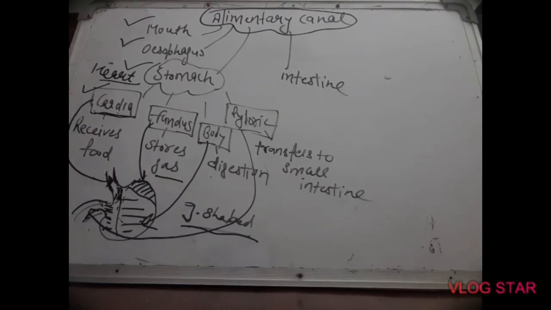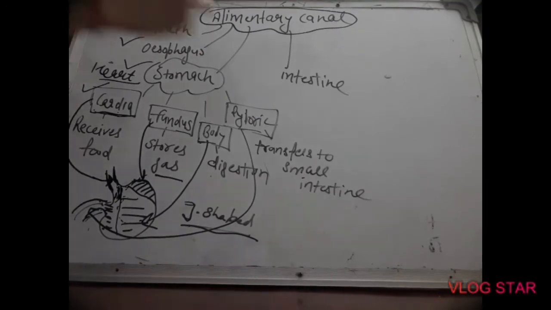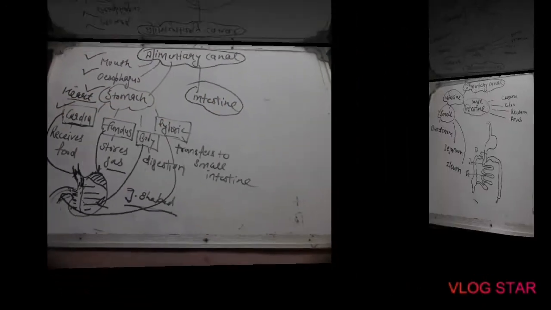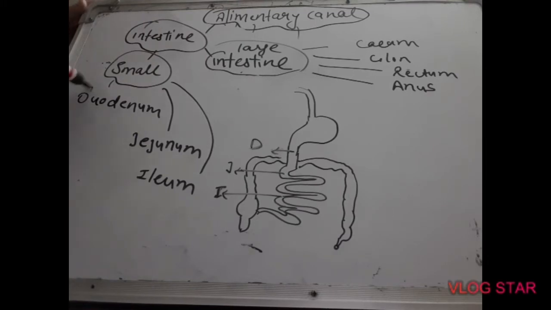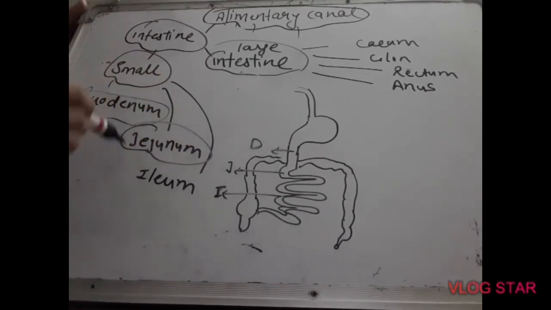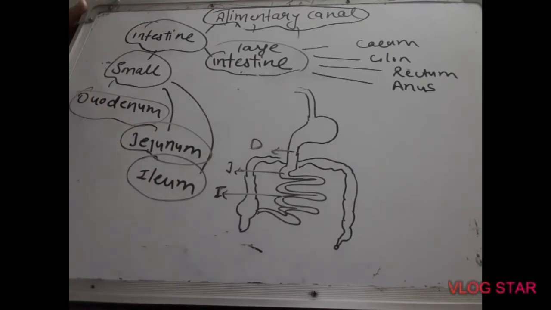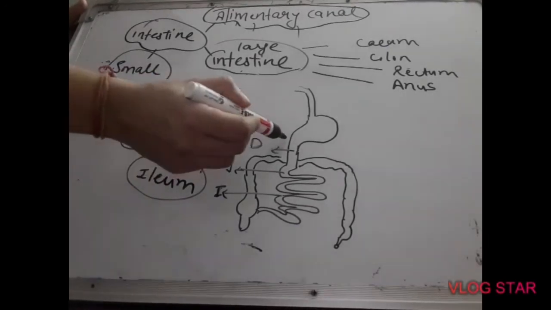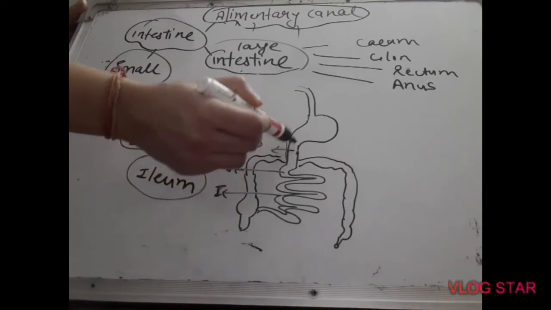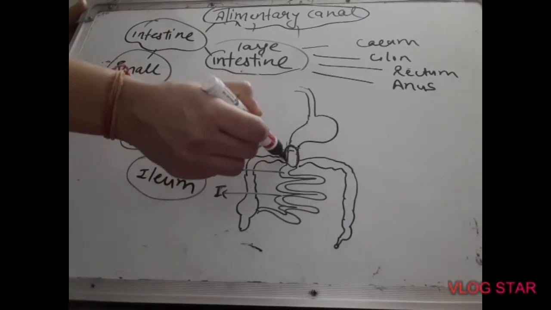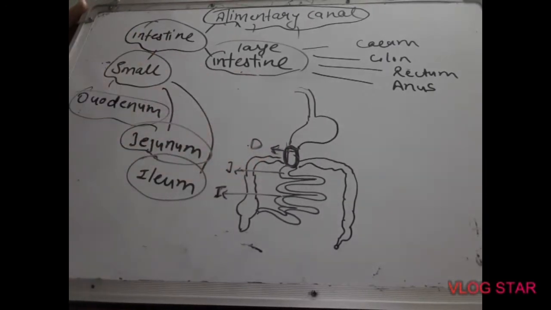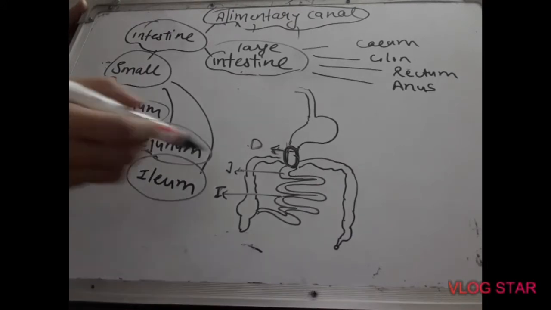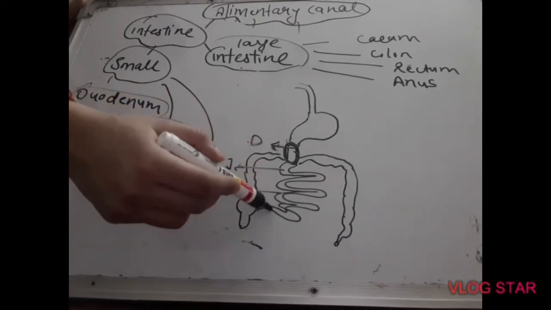Next we will study about the intestine. We know that the human intestine has been divided into two parts, small intestine and large intestine. The small intestine further has three parts: duodenum, jejunum and ileum. The duodenum is the part of the small intestine which is connected to the stomach and receives the food from the stomach. I have mentioned it here with the first letter D. Then jejunum, this part, then ileum.